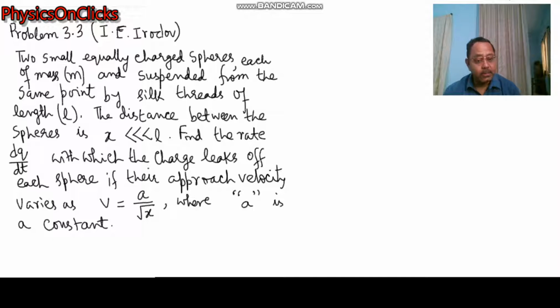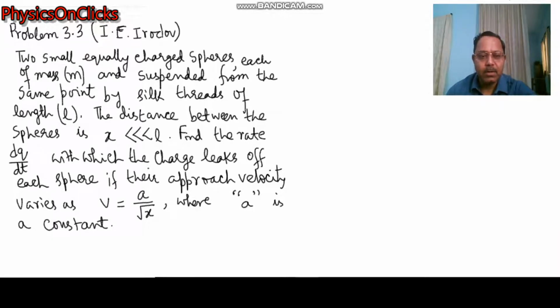Find the rate dq by dt with which the charge leaks off each sphere. That is, the charge is deteriorating due to any reason. The force between them will become weak, and therefore the spheres will approach one another. At any moment, they have said that the velocity varies as a by root x. So we have to find out the rate of leakage of charge.